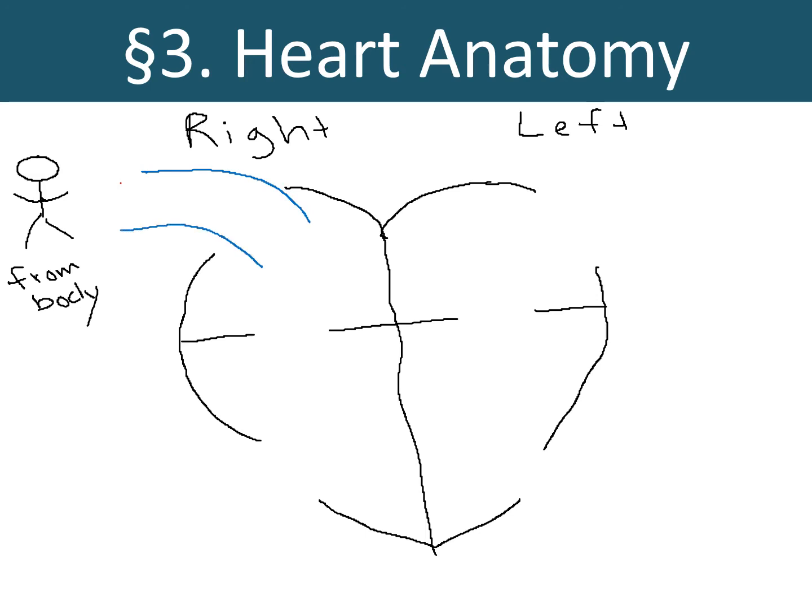So blood is coming from our body, and this blood has already had the oxygen extracted from it. So it is oxygen-poor, or deoxygenated, blood that comes from the various tissues of our body and enters the first chamber here on the right, which I had already said is the right atrium.